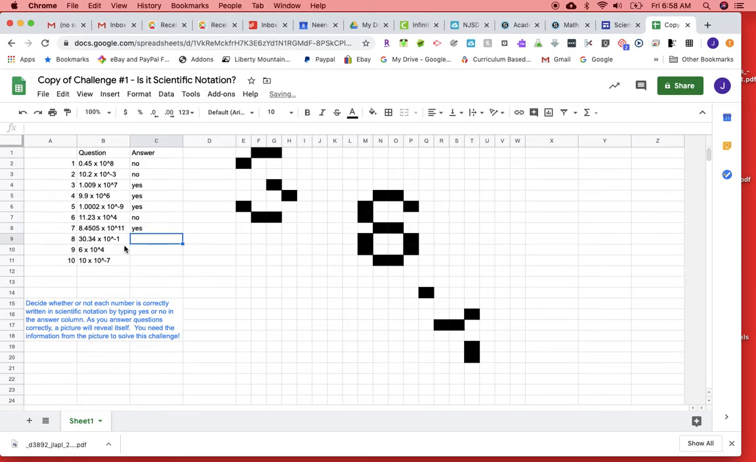Number 8, 30.34 times 10 to the negative 1st. 30 is too big, so we say no. Number 9, 6 times 10 to the 4th. 6 is between 1 and 10, so yes, that one works for a coefficient, and our exponent is a whole number. And 10 times 10 to the negative 7th. We look at the front number, 10. Think of this as 10.0. 10 is too big, so it's right, no.